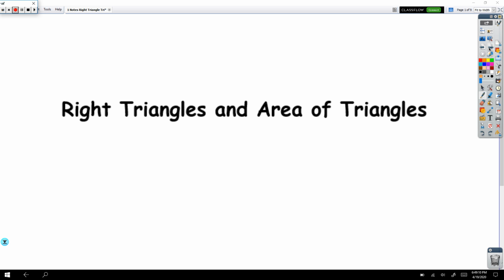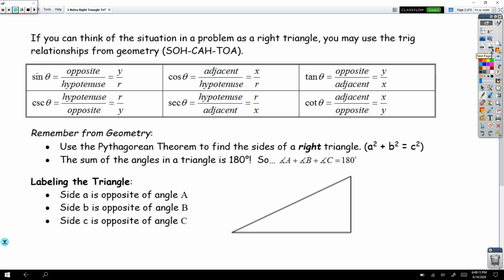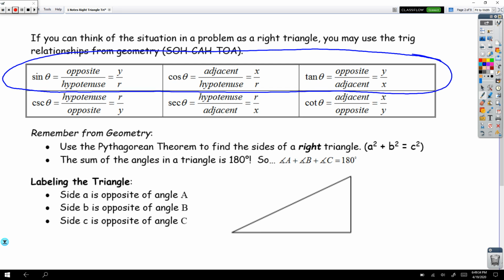So let's go ahead and get started with that. Thinking back to your geometry days, you've definitely heard of SOHCAHTOA before. So we're going to utilize that information again. You see here we have our 6 trig functions: sine, cosine, tangent, cosecant, secant, and cotangent. But for today, we're primarily going to focus on those main 3. Sine, cosine, tangent. SOHCAHTOA, right? So sine is opposite over hypotenuse, cosine adjacent over hypotenuse, and tangent is opposite over adjacent.